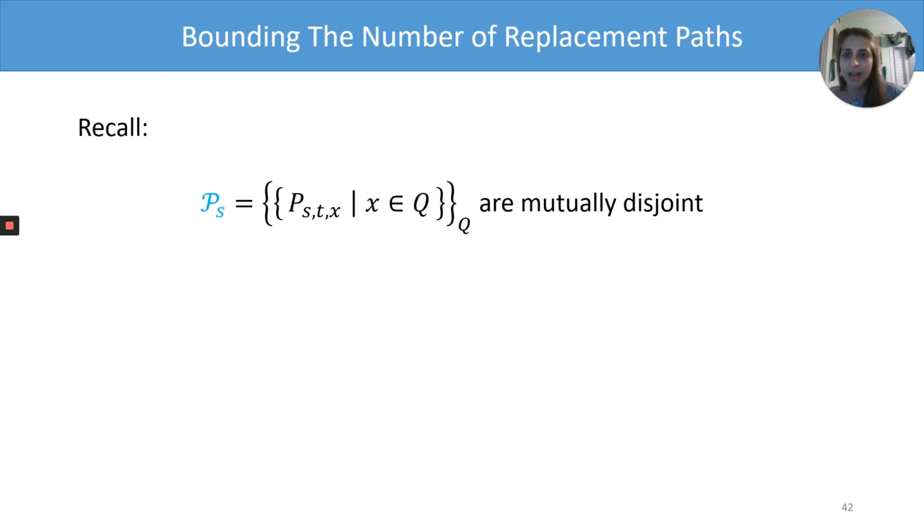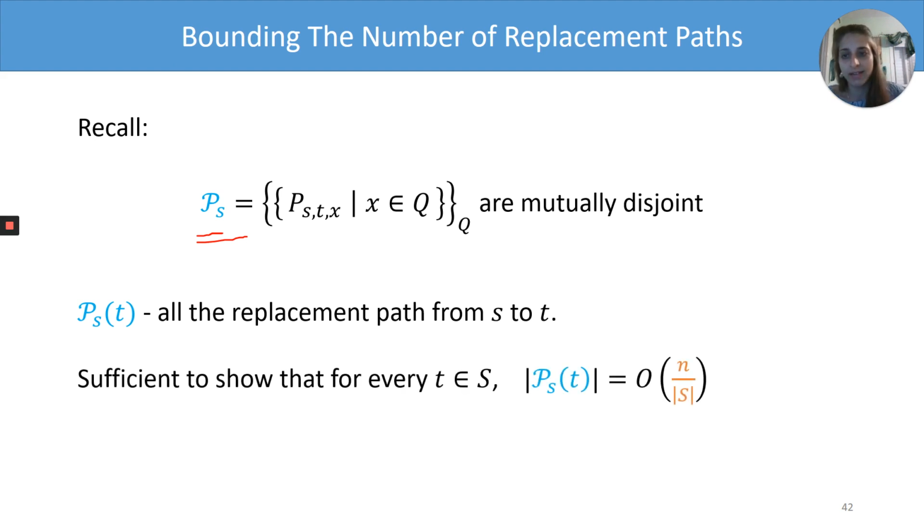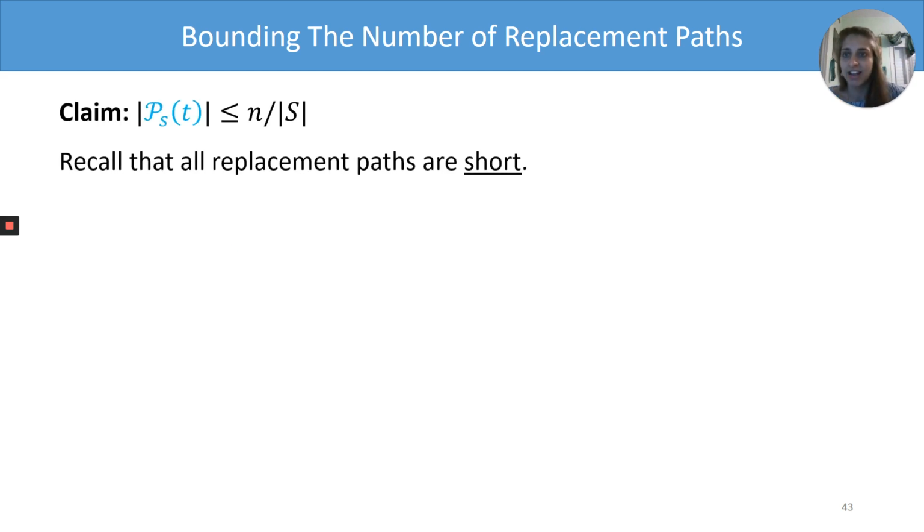And to bound the number of replacement paths, since the Qs are a partition of the tree, this is a partition of the replacement paths that we have, and they are mutually disjoint. So all we need to bound is really the number of short replacement paths from S, which is PS. How do we do it? We defined PST, which includes all the replacement paths from S to T. Then we show that it is sufficient to show that for every T, the replacement paths from S to T are no more than N over S. Why is this enough? Since we have S such T's, it gives an immediate bound on PS of O of N such paths. Now all that's left is to show this, and I don't know if I will have time to show you the weighted case, but let us begin with the unweighted case.